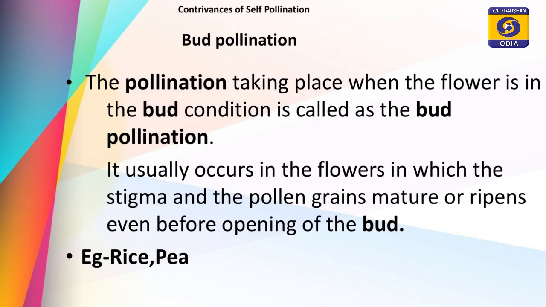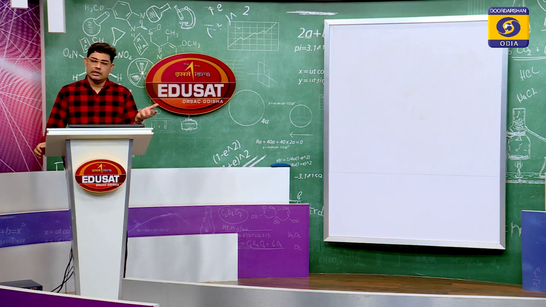Moving to the next slide, bud pollination. This is a type of self pollination where, when the flower is still in the bud condition, pollination takes place and the process of fertilization is also initiated. That is seen in rice, and also in pea, Pisum sativum. So, in these plants the pollination already takes place during the bud condition. It is not exactly mandatory, but it favors self pollination.